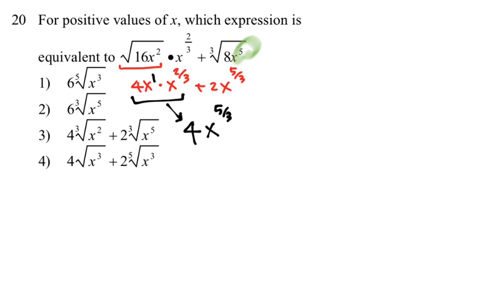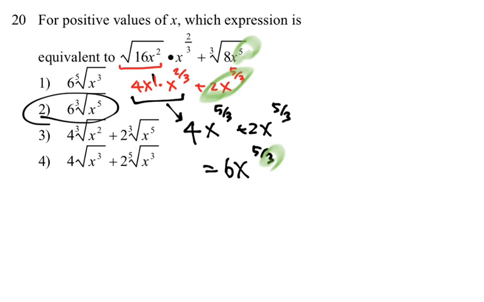Wait a minute, that's the same thing as the other term that we have over here. So we get 2x to the 5 over 3 power. When you combine them together, we get 6x to the 5 over 3 power. Now, you can see that denominator 3 represents the cube root. So that's why choice 2 becomes our answer.